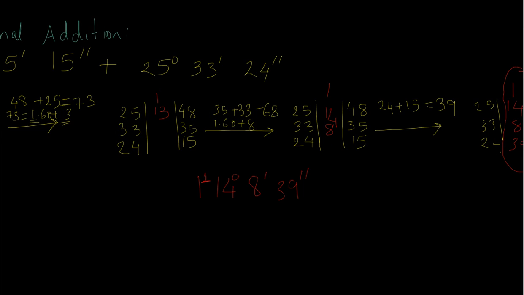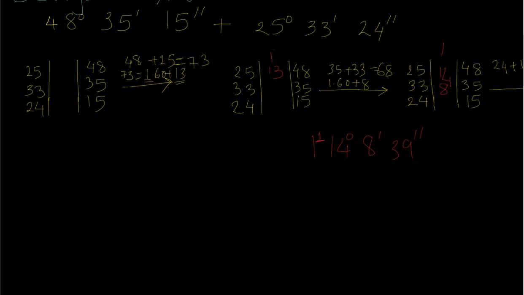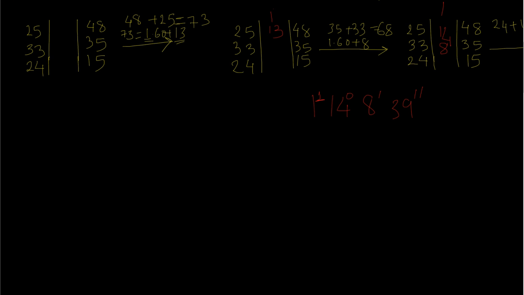Okay? Alright. So now let's do subtraction, and let's still use the same 2 numbers to do the subtraction. Alright. So we are going to now subtract this number from that one. And the subtraction will be similar. You know, we will place the numbers in the same way, 24 and then 48, 35, and 15.